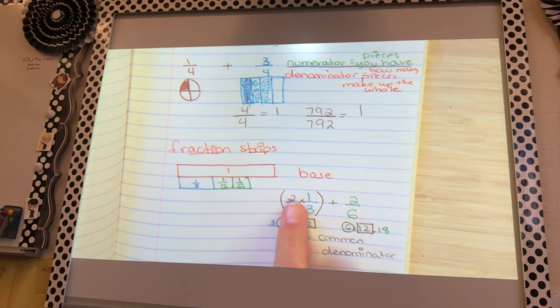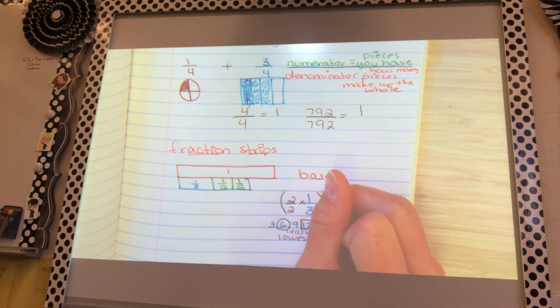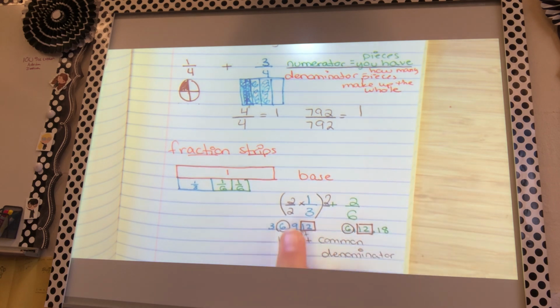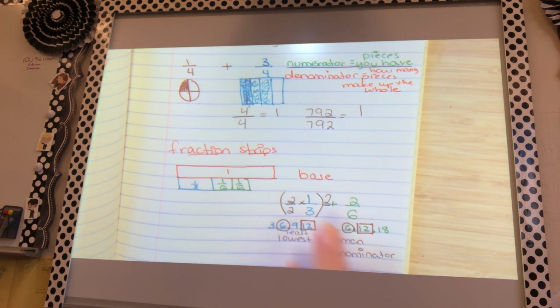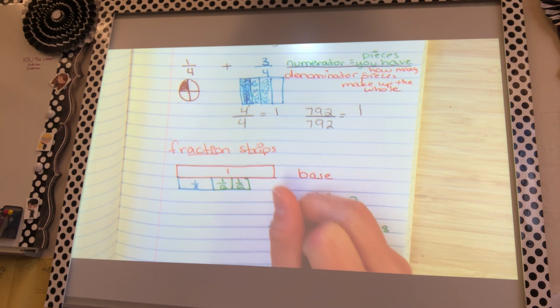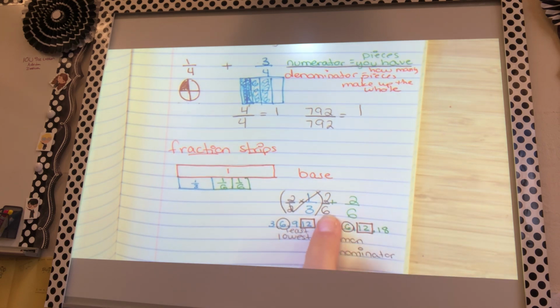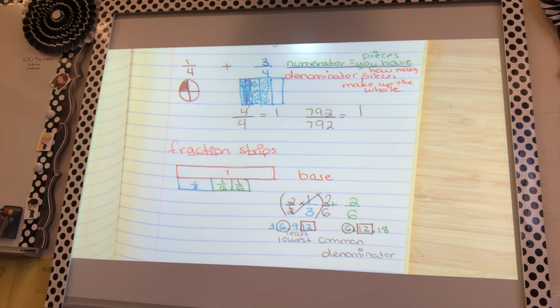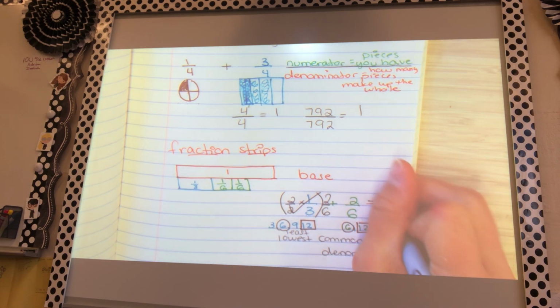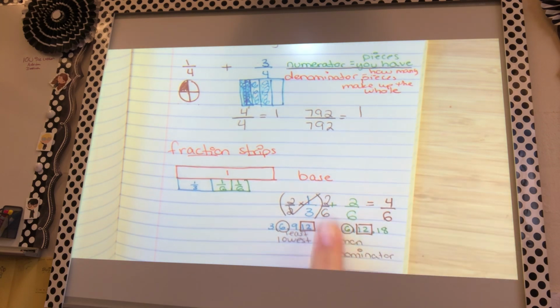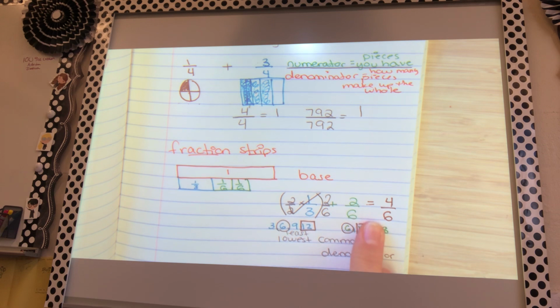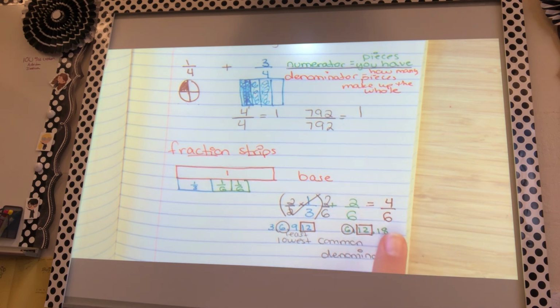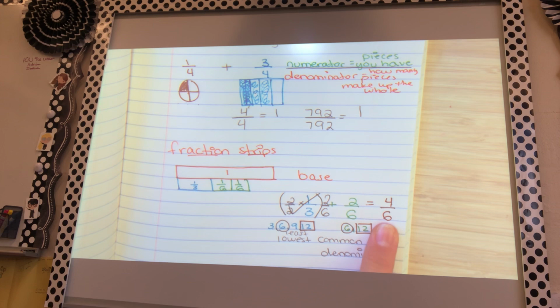So I simply multiply my numerators, 2 times 1, and that's going to give me 2. And then I multiply my denominators, 2 times 3, that gives me 6. So now I have 6 in both addends, which means I can go ahead and add those together. So if I add 2/6 and 2/6, I get 4/6. Remember, you add your numerators, not your denominators, because my numerators say how many pieces I have. My denominator tells me how many make up the whole.